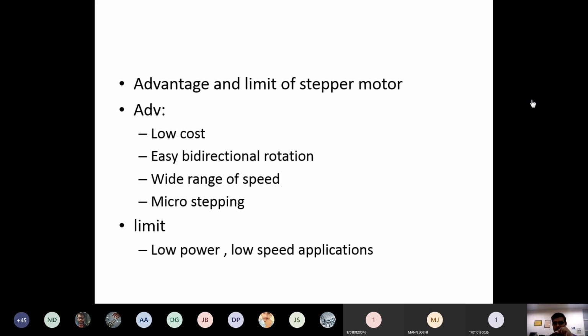Just visit any shop and find out the difference between stepper motor and servo motor. Whenever you go to purchase, or otherwise you have to purchase online, then you have to check the same specification of stepper motor and servo motor. Same torque, but you will see the stepper motor price is lower compared to the servo motor. So that's why sometimes we prefer the stepper motor.